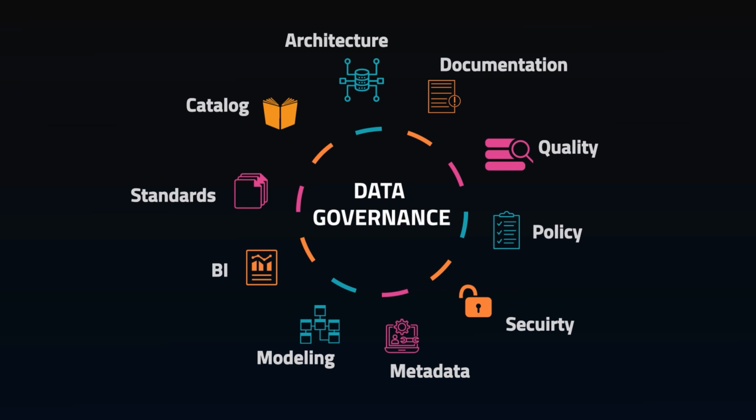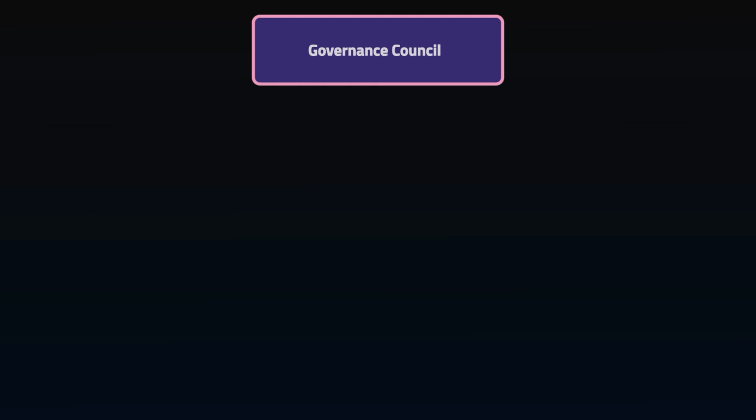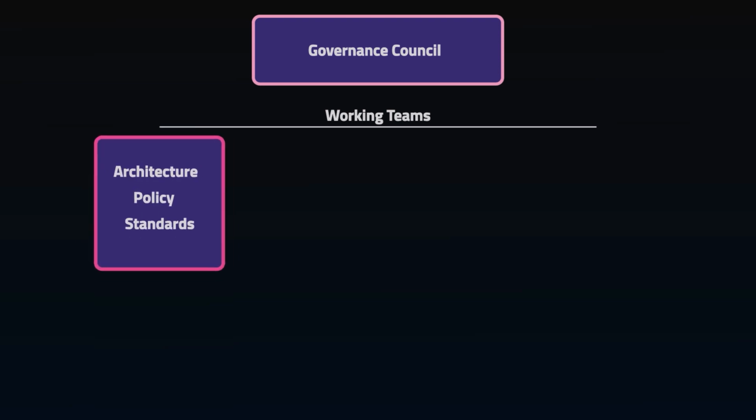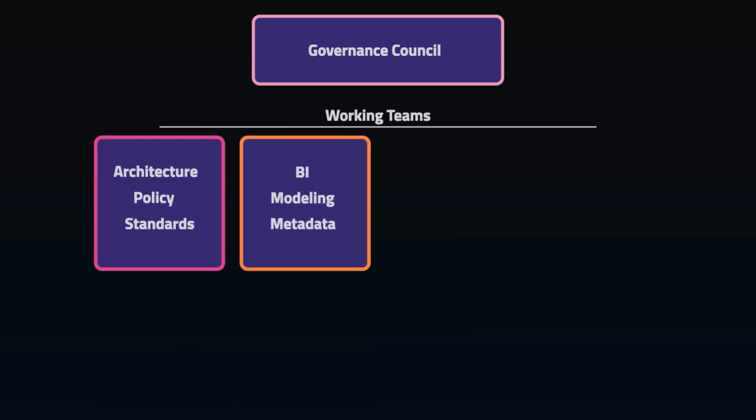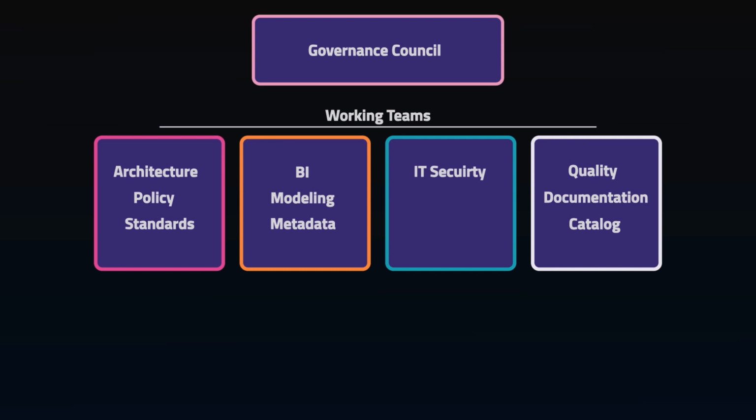Most of these concepts will come up in any implementation of governance, but let's look at some of the different architectures you can go with. In a centralized model, there's a top-down approach, starting with the governance council, which will oversee all aspects of the organization's use of data. They'll also settle disputes between the working teams. These teams will likely exist centrally, probably under the IT umbrella. They'll include things like the architecture teams to set up policy and standards, BI teams for modeling and metadata rules, security possibly tied to overall IT security, and quality control for documentation and data catalogs.